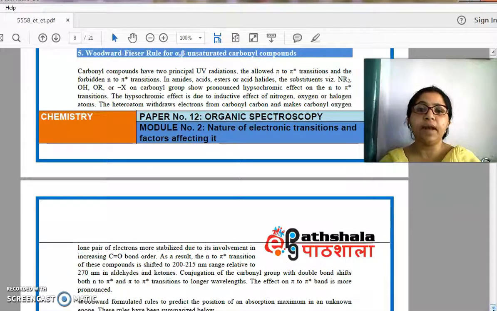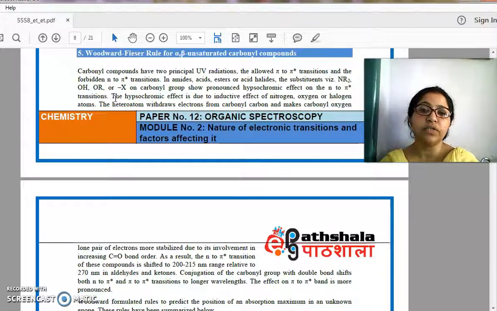So in amides, acids, esters, and acid halides, the substituents such as NR2, OH, OR, etc. are showing a hypsochromic effect on the n to pi star transition. The hypsochromic effect is due to the inductive effect of nitrogen, oxygen or halogen atoms, meaning their lone pairs. Okay, hypsochromic shift, so it goes to the blue shift. It will be having a blue shift.